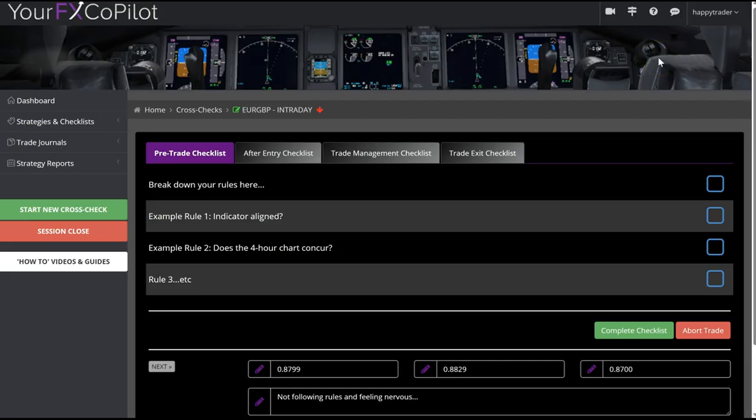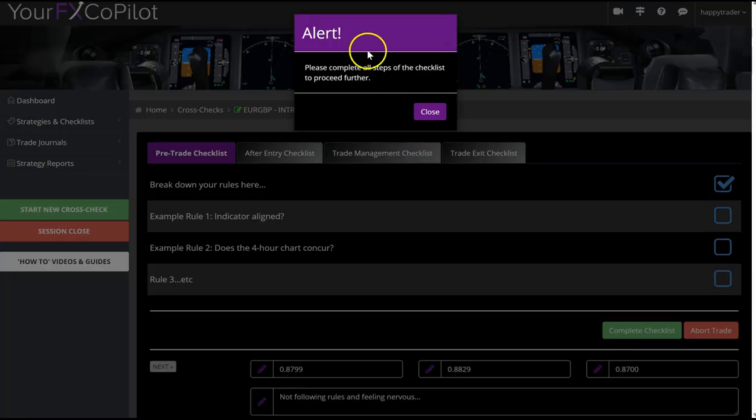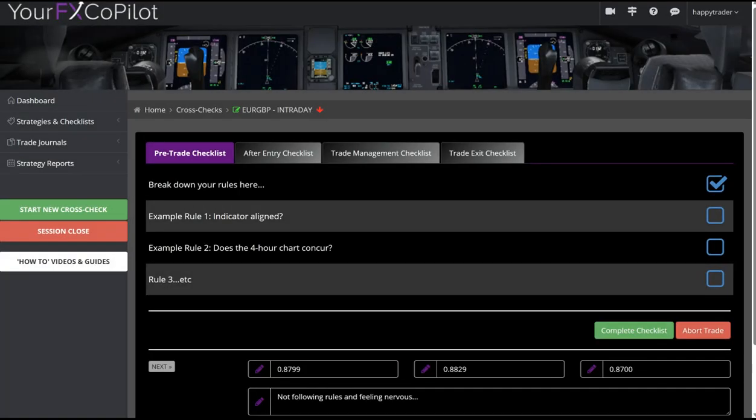So for demo purposes, let me just go through the cross-check so you can see how it works. If I try and complete my checklist before I've ticked all of my steps, I get this message. You'll need to complete all of the steps on your checklist before proceeding further. This is because discipline is a primary goal here. However, if the trade does meet your trade criteria on the pre-trade checklist, you enter the trade and you can then proceed to the next checklist, which is the after entry checklist.